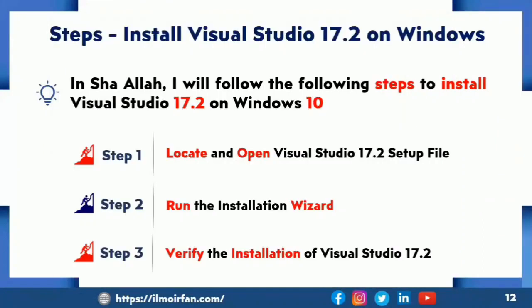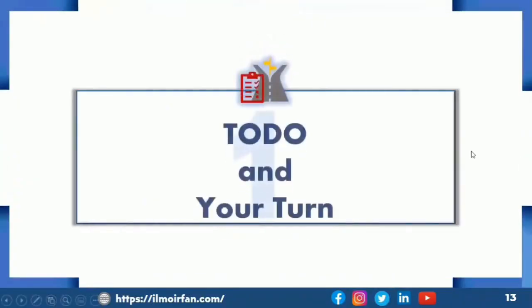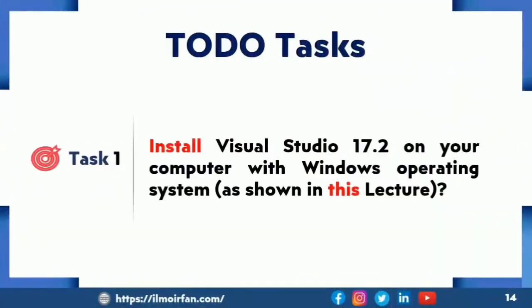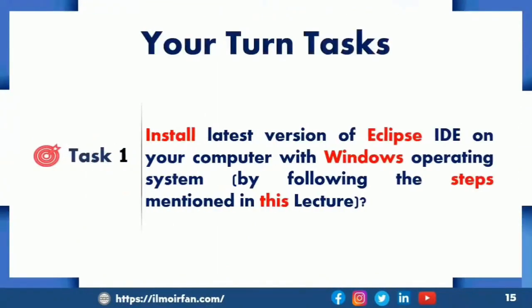To summarize, I used a three-step process to completely and correctly install Visual Studio 17.2 in Windows 10. Now let's see To-Do and Your Turn task. The to-do task for this part of lecture is install Visual Studio 17.2 on your computer with Windows operating system, as shown in this lecture. And your turn task is install latest version of Eclipse IDE on your computer with Windows operating system by using the steps mentioned in this lecture.